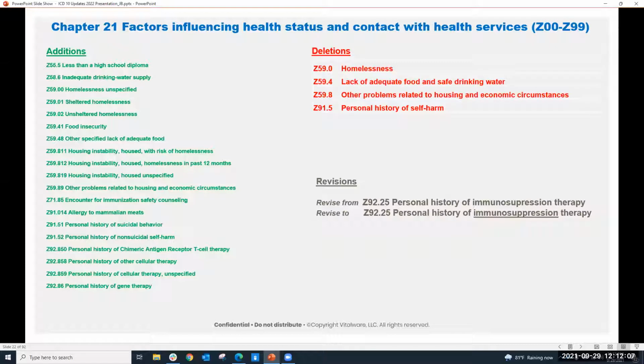Z59.8, other problems related to housing and economic circumstances. This has been expanded and reworded to housing. Z91.5, personal history of self-harm. This has been expanded and reworded to suicidal behavior. And then in the revisions, they just changed the word immunosuppression. That was misspelled.